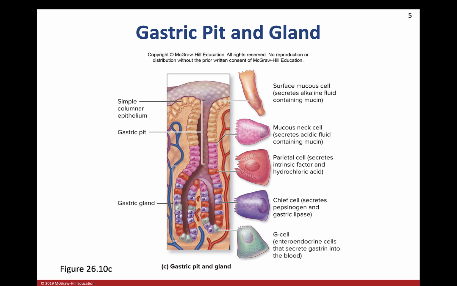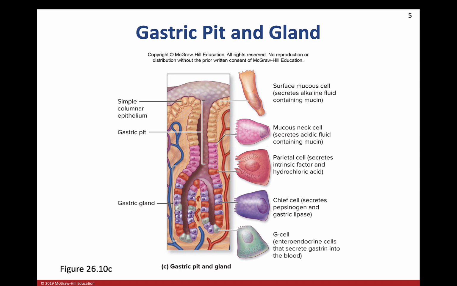Now, this is an important image, and I do want to put an emphasis on the gastric pits and glands. One of the things that you will be responsible for are these structures and their secretions. The first is going to be the surface mucus cell, and these secrete an alkaline fluid containing mucin. We have mucous neck cells. These actually secrete an acidic fluid containing mucin.